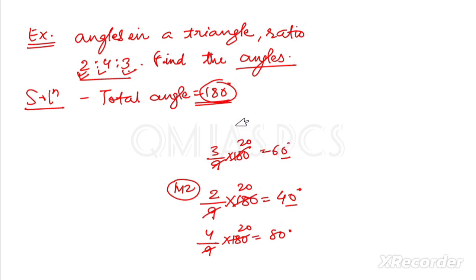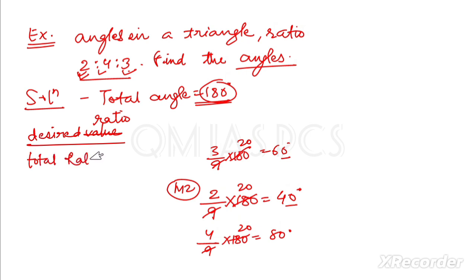So here is a formula: whatever value is given, that is the desired value, or desired ratio. Better you write desired ratio, divided by total ratio, the summation of ratio, multiplied by total value. By this formula you can get the angles directly.